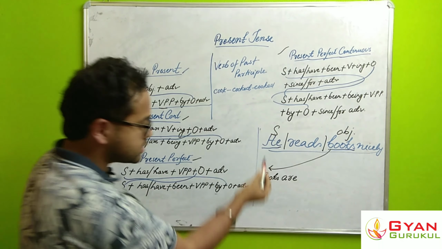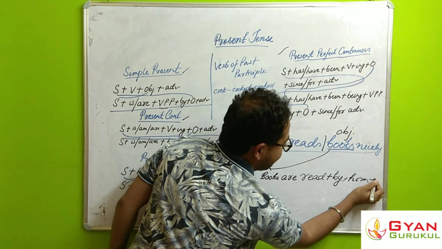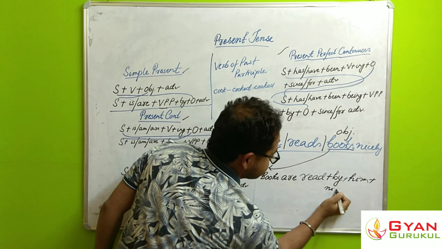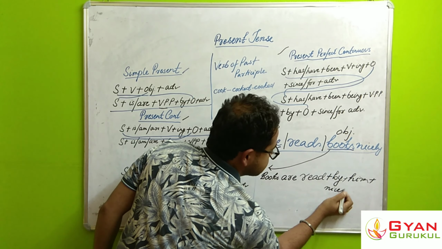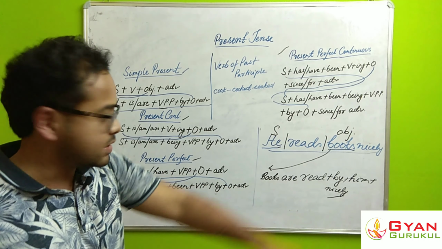And as I told you, subject becomes object. Now this is the subject, it will convert into him, by him. And after that you can use anything. Suppose I have used the word nicely, which is an adverb. Now this is how you can convert a sentence from simple present active voice to simple present passive voice.